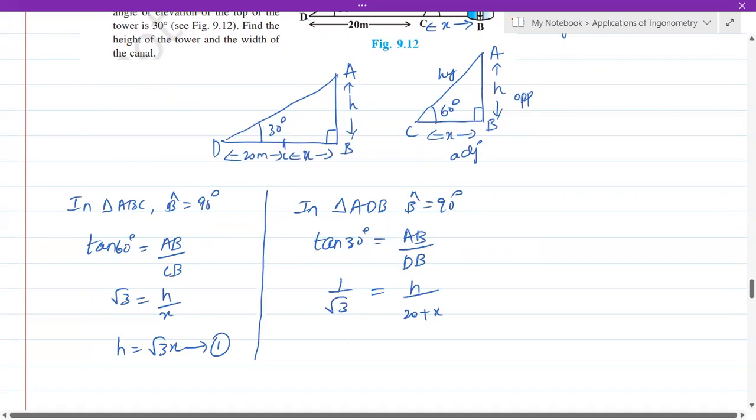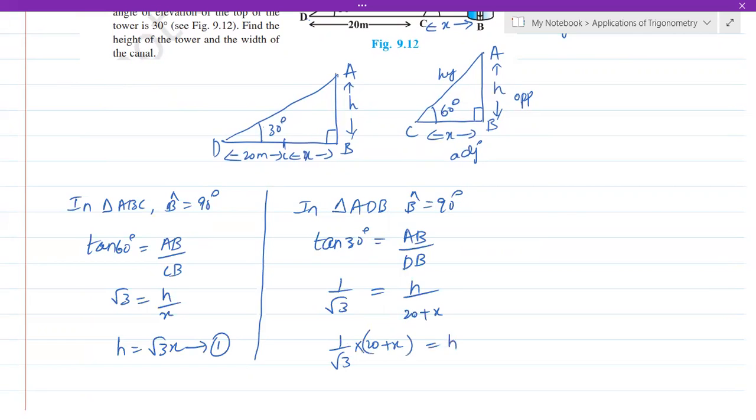Okay, so cross multiplied, or send this 20 plus X to the other side. So 1 by root 3 into (20 plus X) is equal to H. See, remember I'm putting a bracket because there are two terms. So 1 into 20 plus X is 20 plus X. 20 plus X by root 3 is equal to H, or the other way, H is equal to (20 plus X) by root 3. Equation 2.